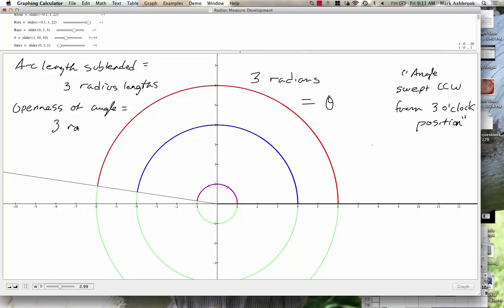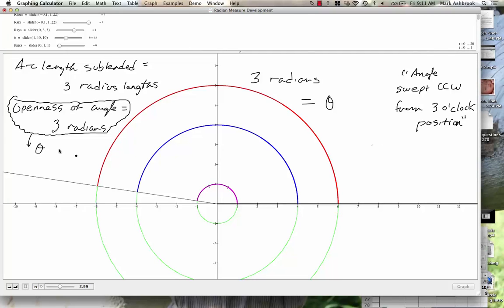3 radians. So theta can take on both meanings. It can take on the meaning of openness in radians. Actually, that's the primary one, so that's what theta is standing for. Theta is the measure of the angle. That's what theta means.